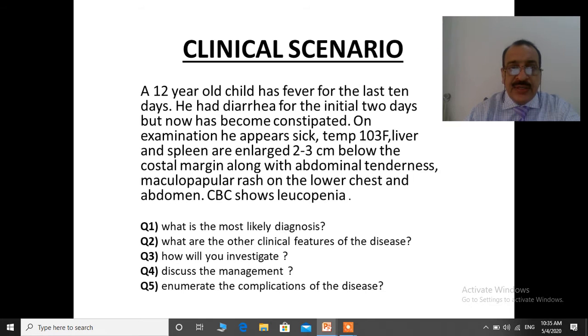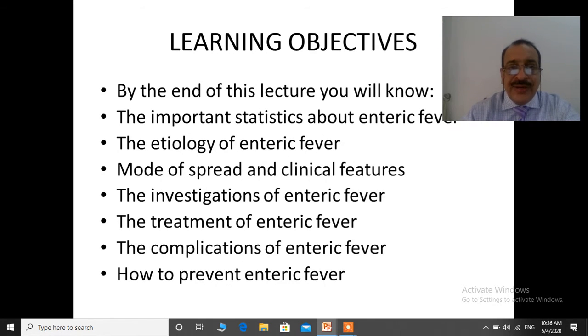So we proceed to the next slide. Now, our learning objectives of this presentation are that by the end of this lecture, you will know the important statistics about enteric fever, the etiology of enteric fever, the mode of spread, the clinical features, the investigations, the treatment of enteric fever, the complications of enteric fever, and how we can prevent enteric fever by adopting various preventive measures and by using the available vaccines.